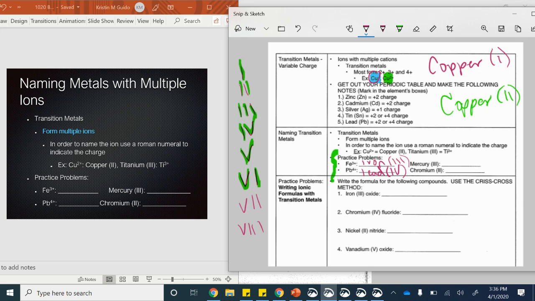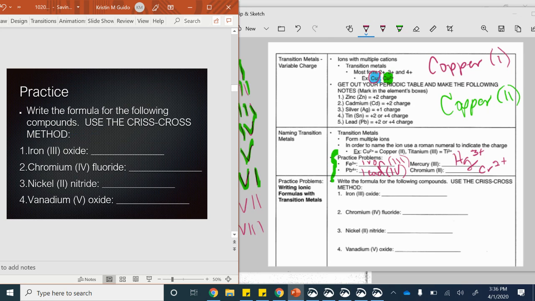When we're given the Roman numeral, like in the next example, mercury, remember, is Hg, is the symbol, and so this would have a 3+ charge. All metals are cations, and cations have positive charges. Then we have chromium. Chromium is Cr, and this chromium has a 2+ charge. Hopefully that makes sense. So we're going to use the crisscross method in our second little section to figure out what the formula will be for each of these compounds.